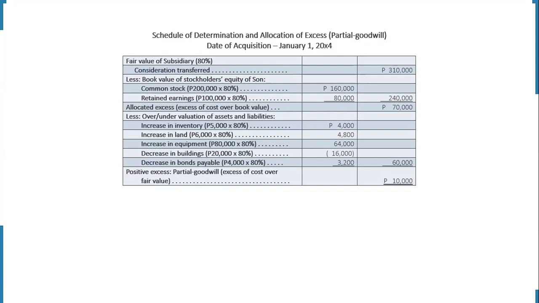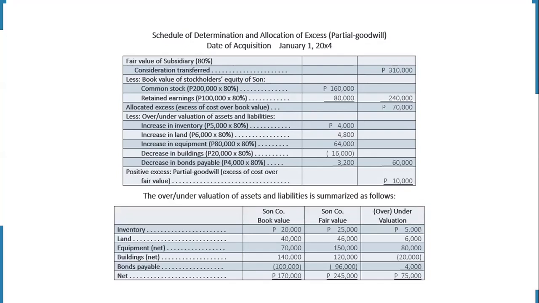over-undervaluation of assets and liabilities. First, we have increase in inventory, 5,000 multiplied by 4%. Increase in land, decrease in land, increase in land, increase in equipment, and we have decrease in buildings. Okay, so we have now the positive excess, the fair value model, or again, we have the positive excess shown in the computations in the amount of 10,000.